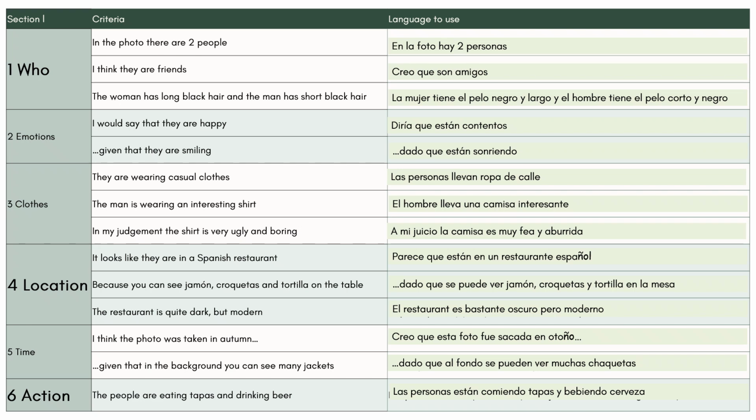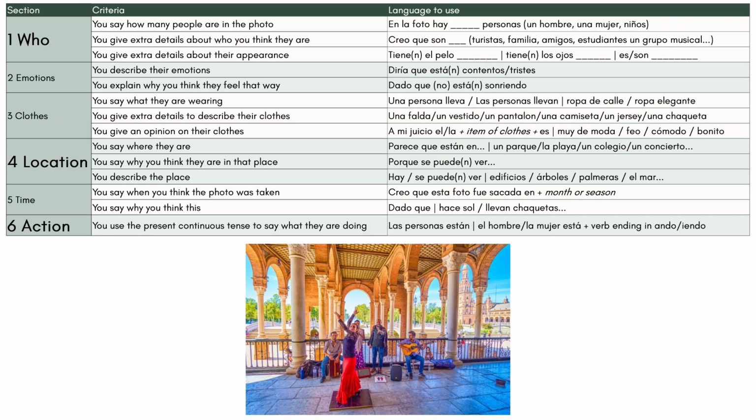So here is the picture. Here is the grid for all the language you should use. I'll just give you some background information. This woman is dancing flamenco, so when you're talking about the action, you could also say the man is playing the guitar. It's good if you can be specific and say the woman is dancing, but the man on the right is playing the guitar.